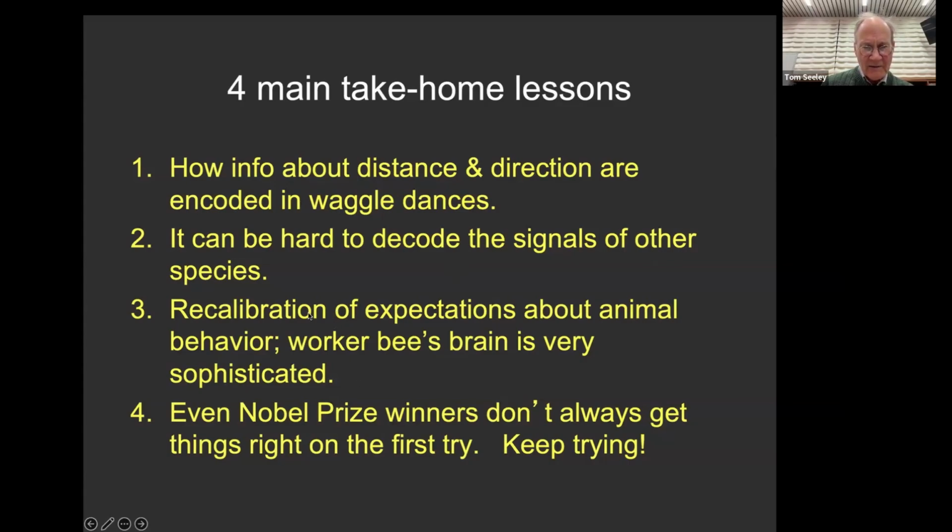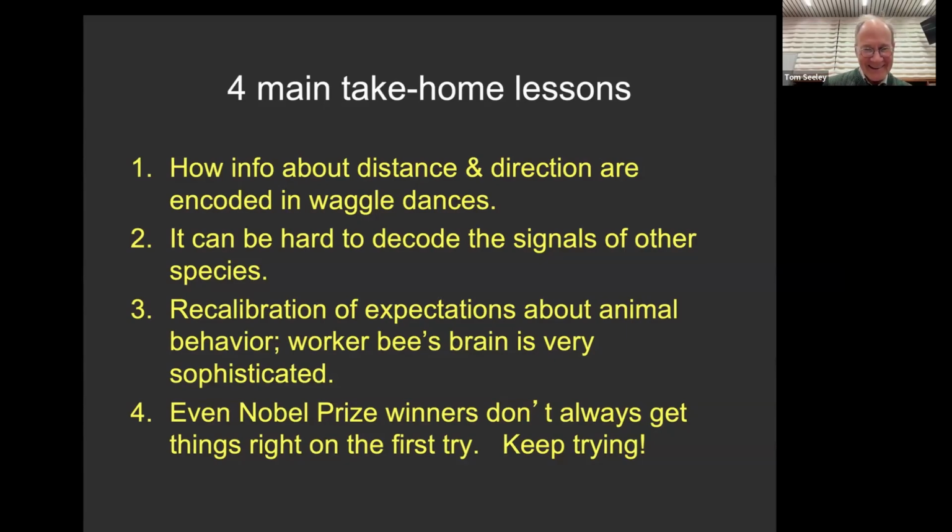is that I hope this will cause you to recalibrate your expectations about animal behavior. A worker bee's brain is very sophisticated, even though it's very small. Now, if any of you is an owner of a dog, you won't need a recalibration, I'm sure, of your expectations about animal braininess and behavior. If you're a dog owner, as I am, you know that your furry friend is always thinking about this or that.